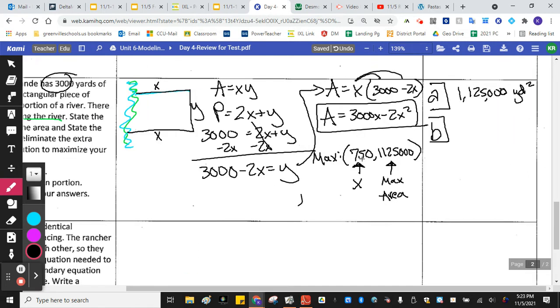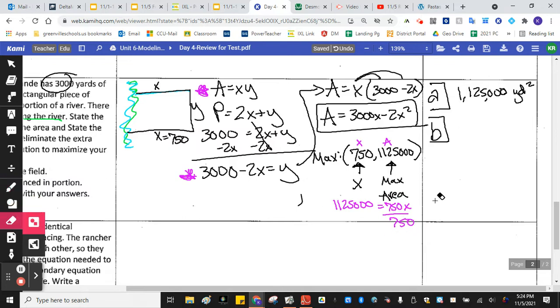So the dimensions, we know what X is. So 750. And now we have to figure out Y. And you can figure out Y using 2 equations. We can either use this one, which a lot of people think is the easiest, or this one, which you already have solved for Y. So I think this equation is easier, but people have been loving this one. Because we have our area, we have our X, and we solve for Y. So 1,125,000 equals 750X. And then you just divide by 750. I'm sorry, 750Y, because we plugged in X.